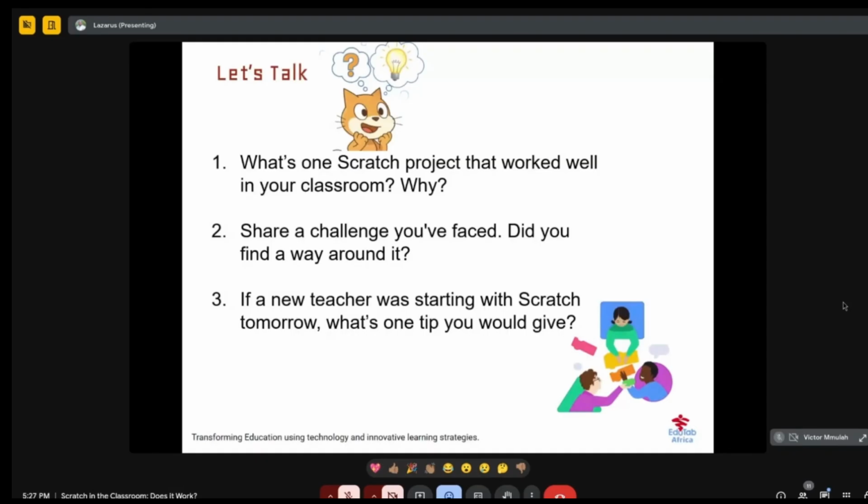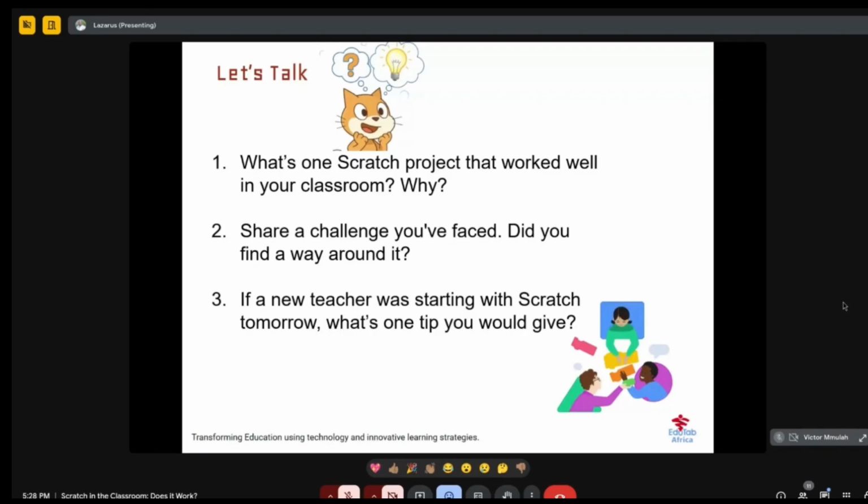Yeah. So I see that we are also being joined by Humphrey. So Humphrey, we were talking about various experiences that we've had with Scratch in the classroom. Just as you joined, Daniel was explaining to us his experience with Scratch and their coding club. And what we are basically doing is sharing something that worked very well with Scratch in your classroom.